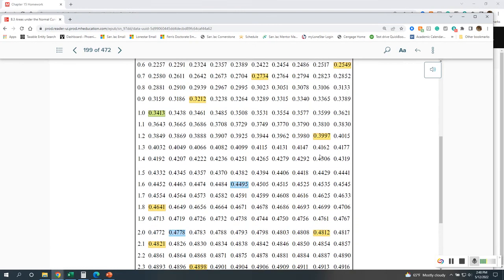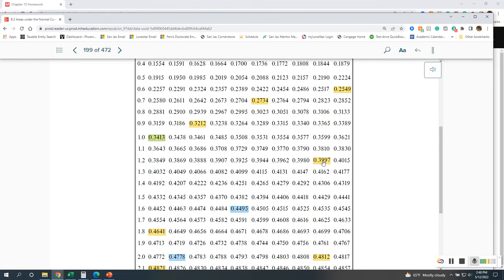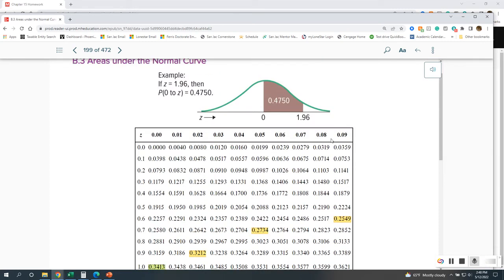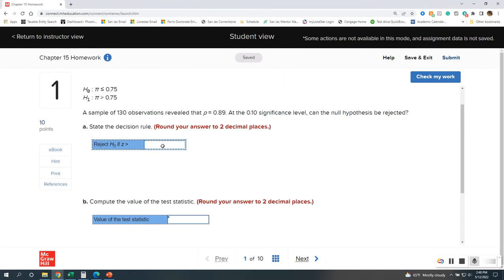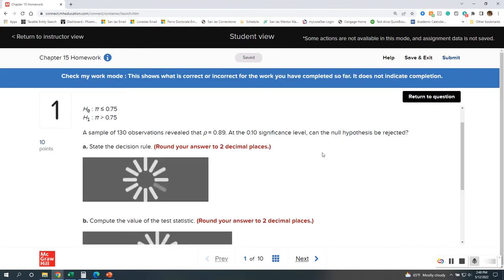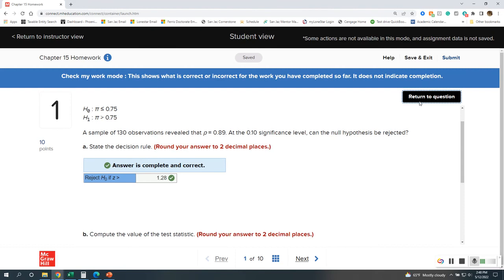And we find it right here, 0.3997, which makes our Z statistic 1.28. Check to see if we're correct. We are.